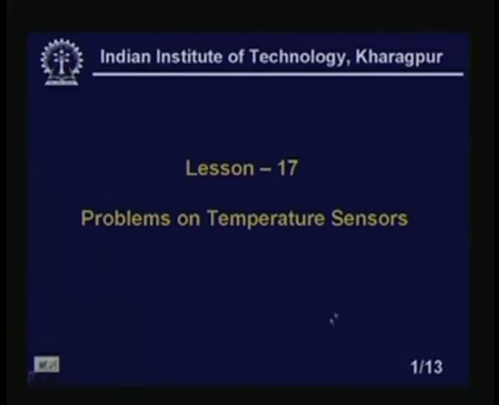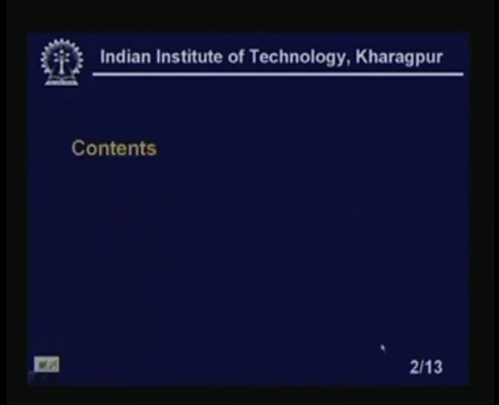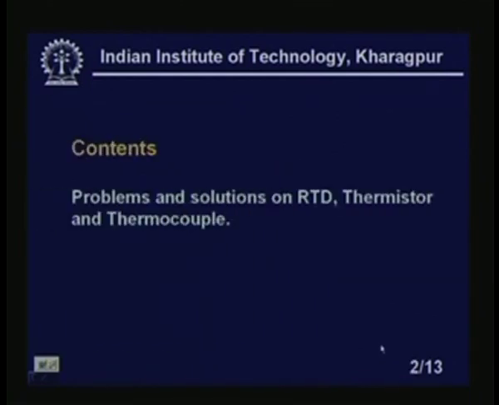What are the different types of signal conditioning circuitries? If they need some particular accuracy, what are the things we have to do? All those things we will discuss in detail in this lesson. Now, the contents are, as I told you, problems on the temperature sensor: problems and solutions on RTD, thermistor and thermocouple.